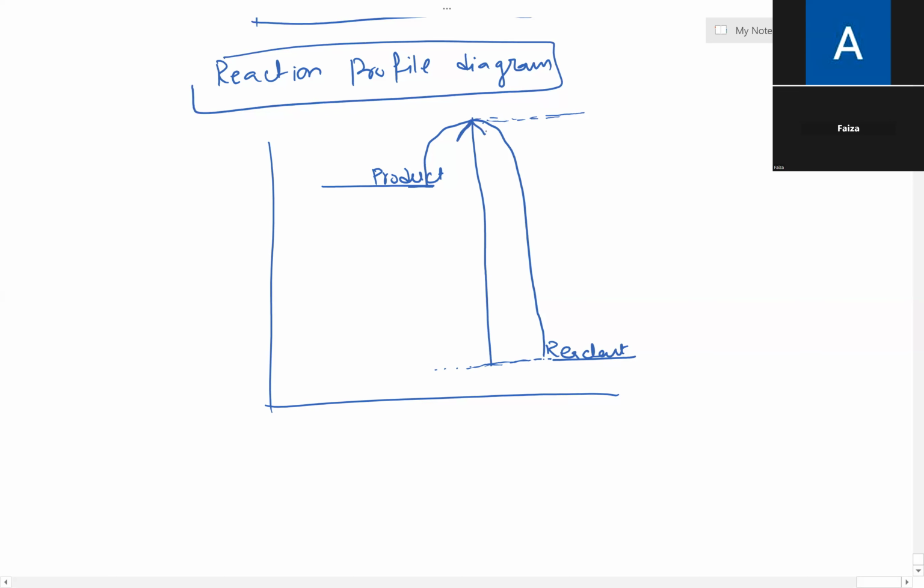Okay? So this complete is your activation energy. And what about your delta H? What is your delta H? Where will you draw the delta H now? It will also be from reactant to product, isn't it? Right. So if it is also from the reactant to product, this is your delta H. This is your energy.